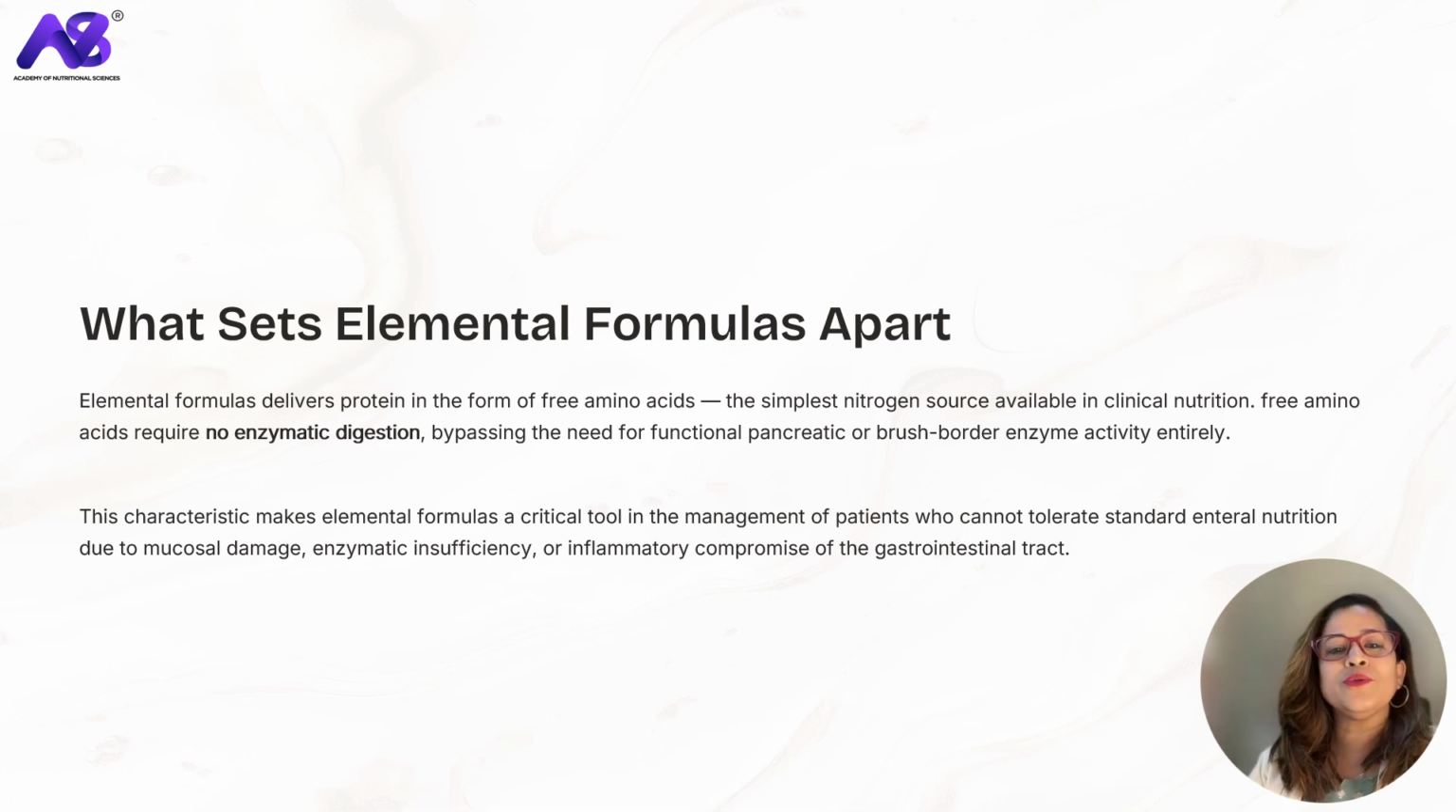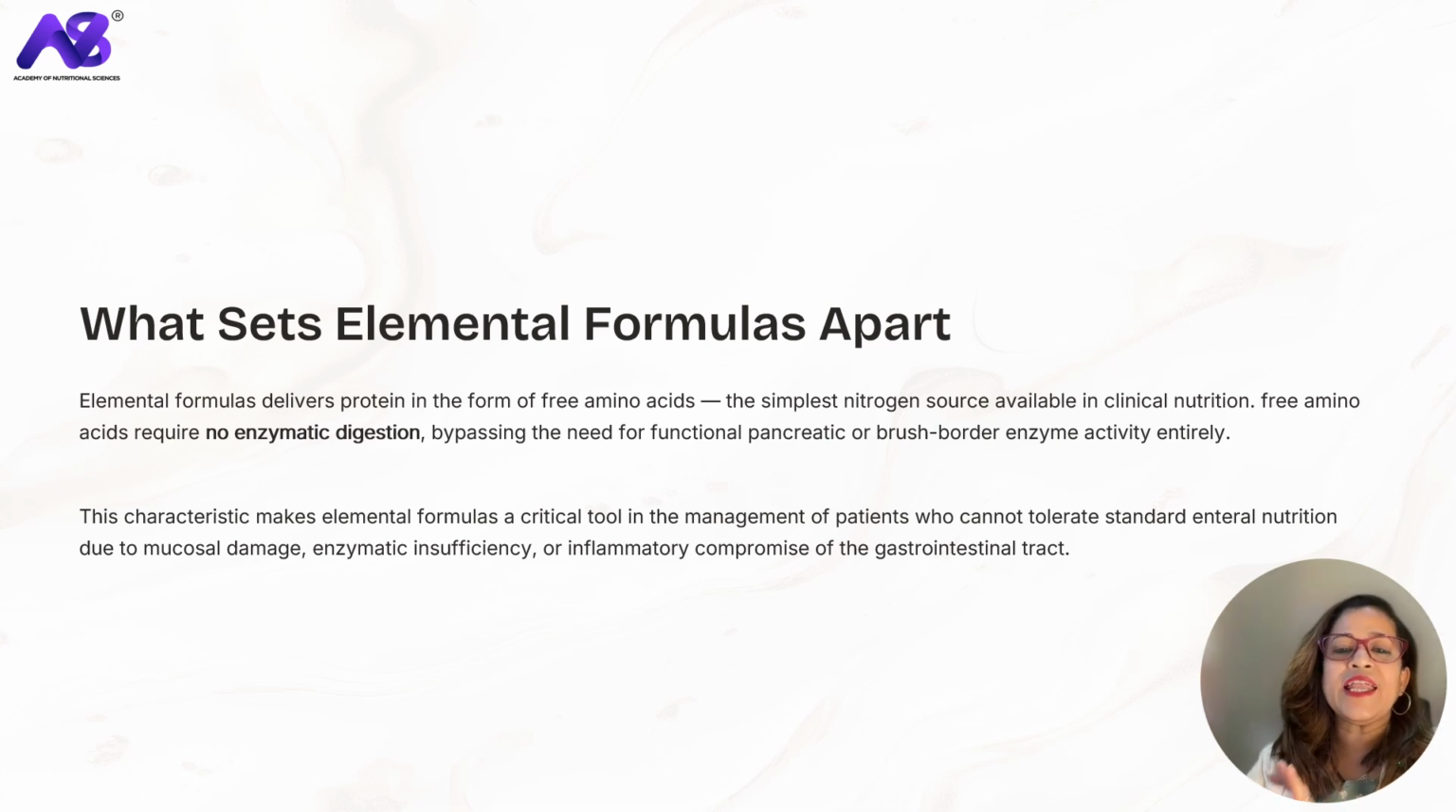So, coming first to elemental nutrition. This is designed for patients with probably a severe gastrointestinal issue, or a critically ill patient, or one with a complex metabolic need. Elemental formulas deliver proteins in the form of free amino acids or smaller broken peptides, so that patients can consume the simplest nitrogen sources available. Free amino acids require no enzymatic digestion. They bypass the functional pancreatic or brush border enzyme activity entirely.